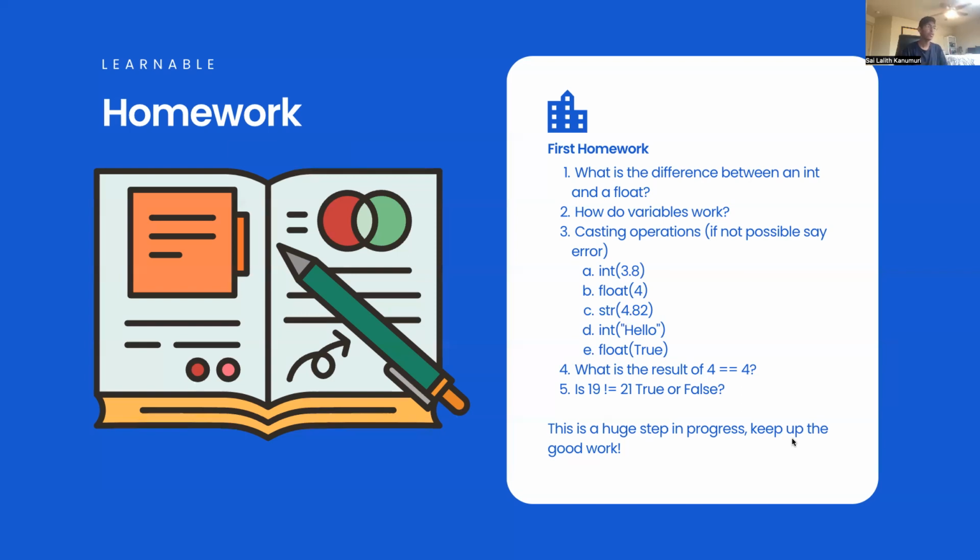For the next problem, what is the result of 4 equals equals 4? Basically, replace the equals to just equals. So what is the result of 4 equals equals 4? That is true. And the not equals to, you can just say not equal to, replace it with that. So is 19 not equal to 21? That is true. It is not equal to 21.